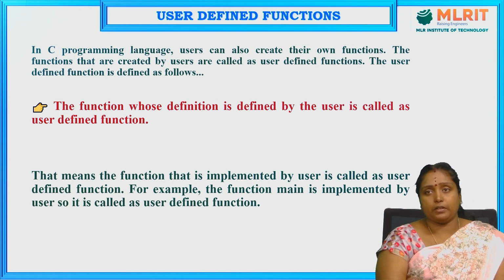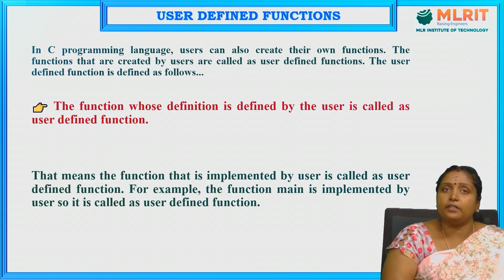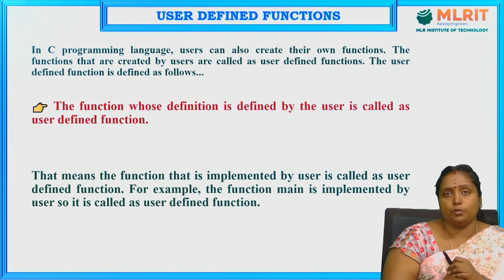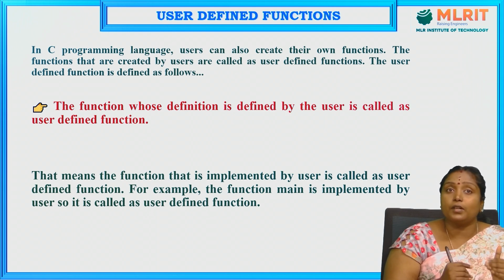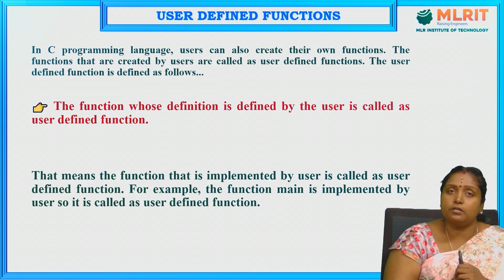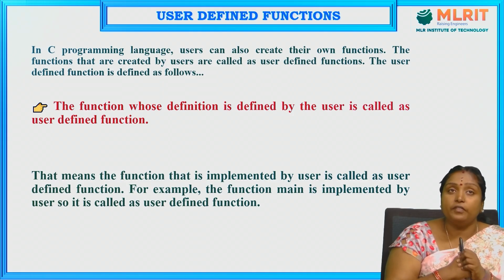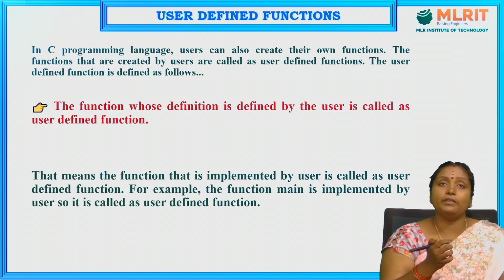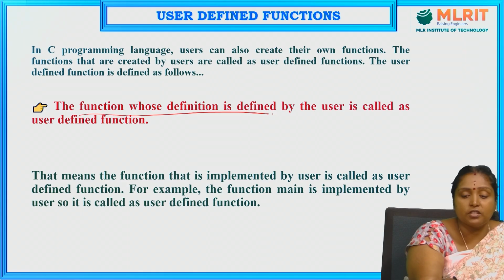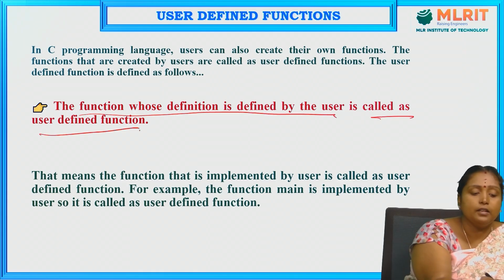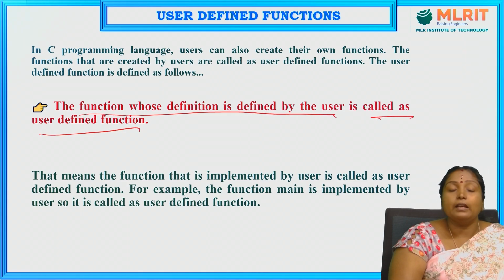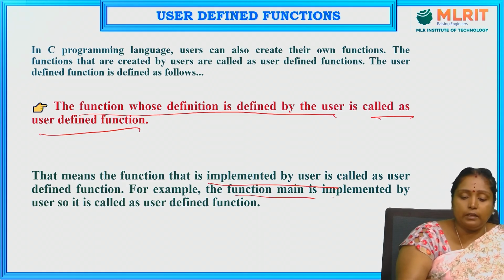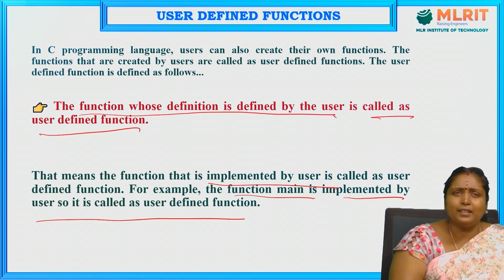Then, coming to user-defined functions. We have seen what predefined functions are: functions already defined in C, which we use in a ready-made way. So what is meant by a user-defined function? User-defined functions are the functions whose code we define ourselves. Simply, a function whose definition is written by the user is known as a user-defined function. That means we have to implement the code. So main is implemented by the user, so main is a user-defined function.